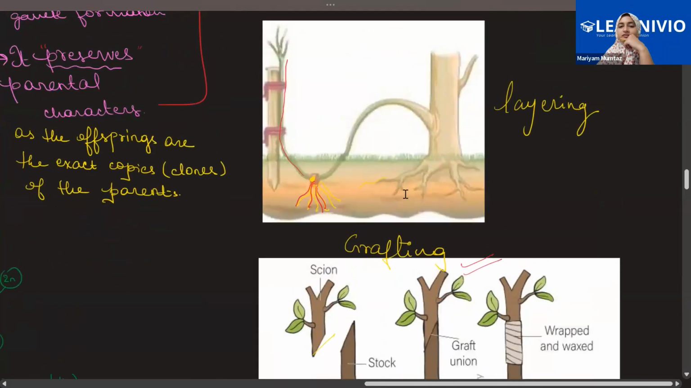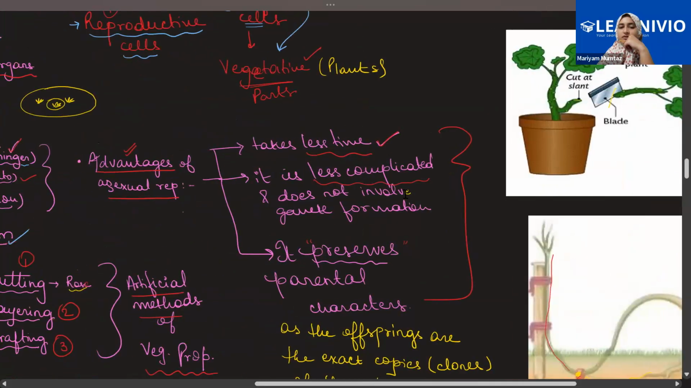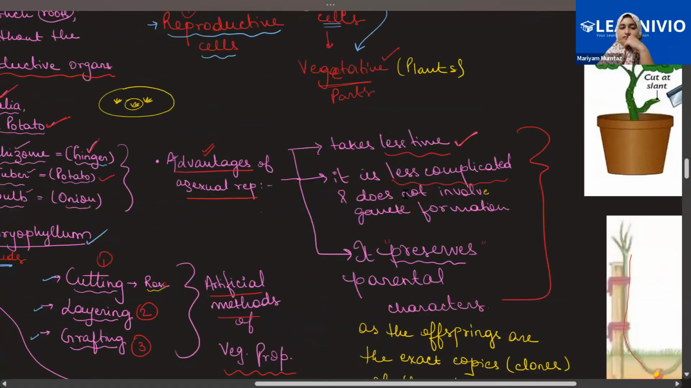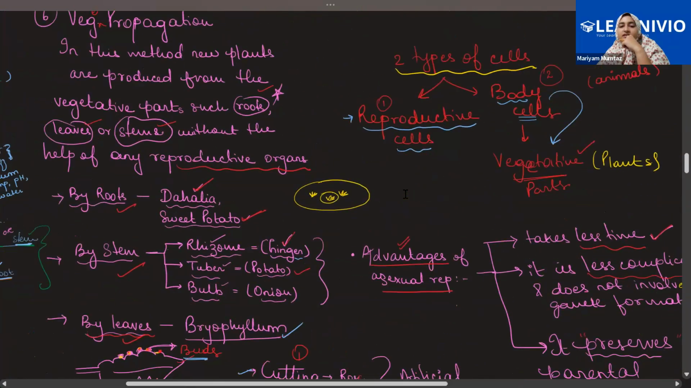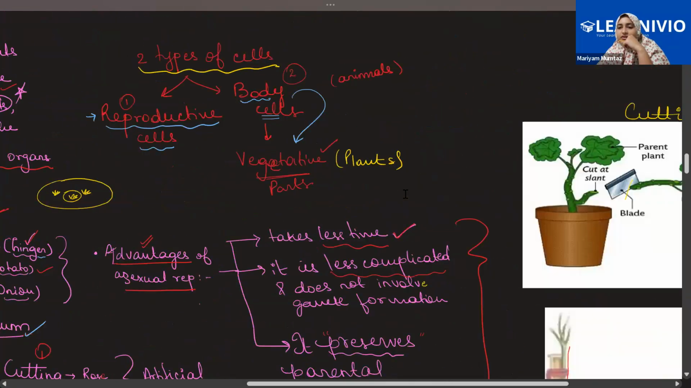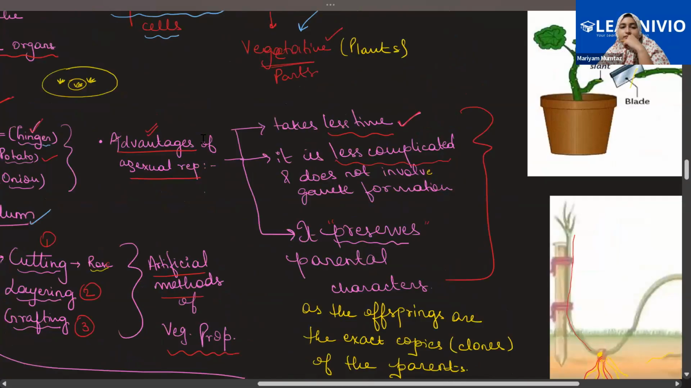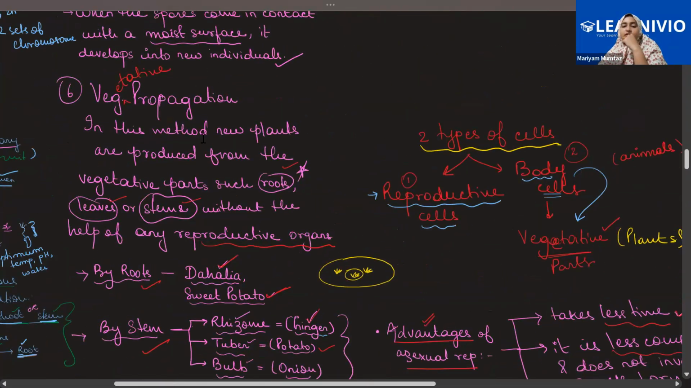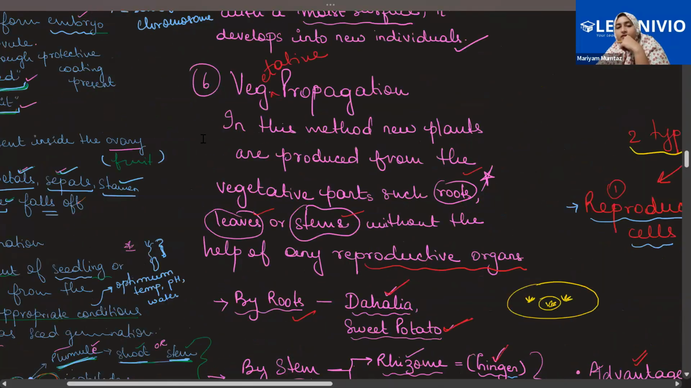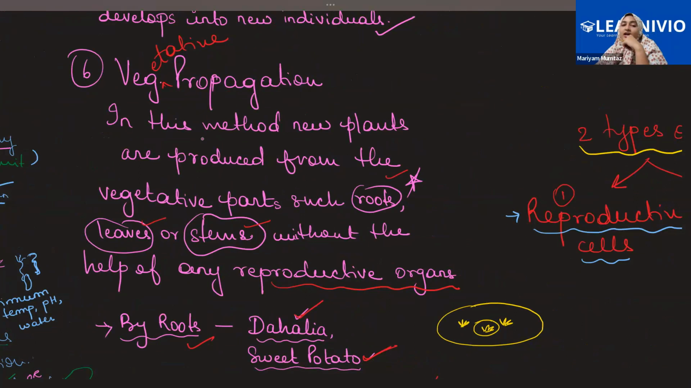Students, did we discuss the different kinds of vegetative propagation? No? And did we discuss the advantages of asexual reproduction? No. Okay. So, we were on to the last method of asexual reproduction that takes place mostly in the case of plants, and that is vegetative propagation.